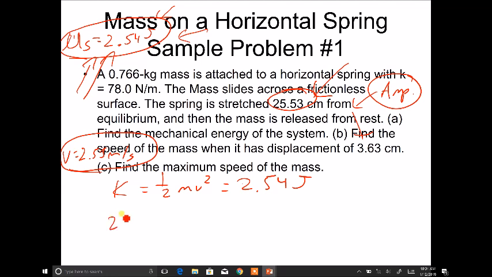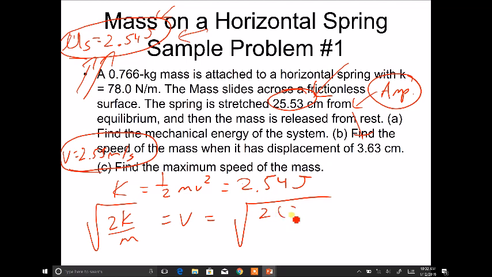So that's going to be the square root of 2K divided by m equals v. Let's plug in what we know. So our total amount of kinetic energy at that point, at the point of highest speed, is 2.54 joules. We're going to divide that by the mass of our object, 0.766, and that's in kilograms, and we'll do the math.